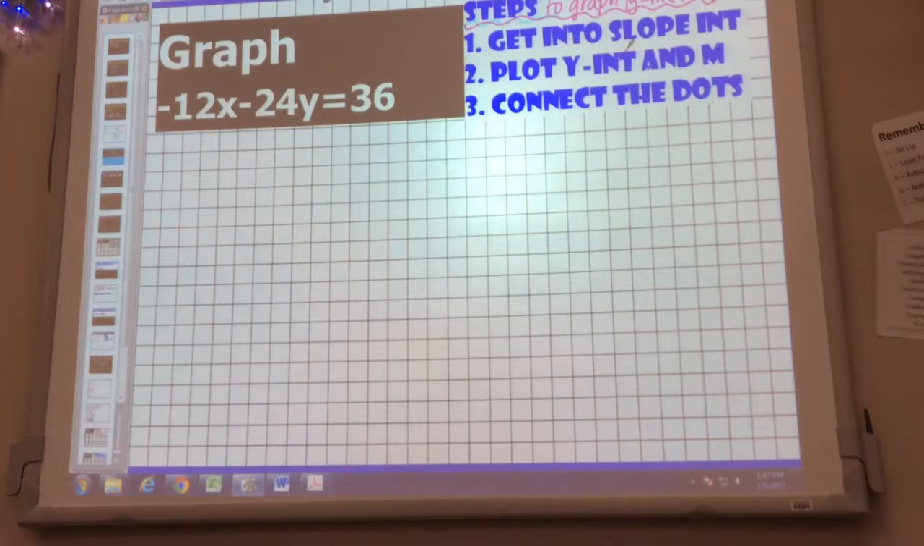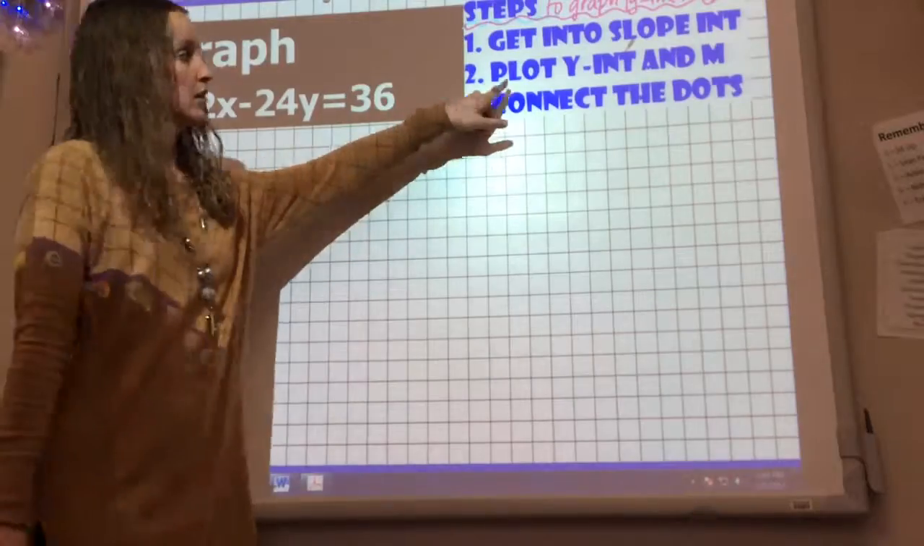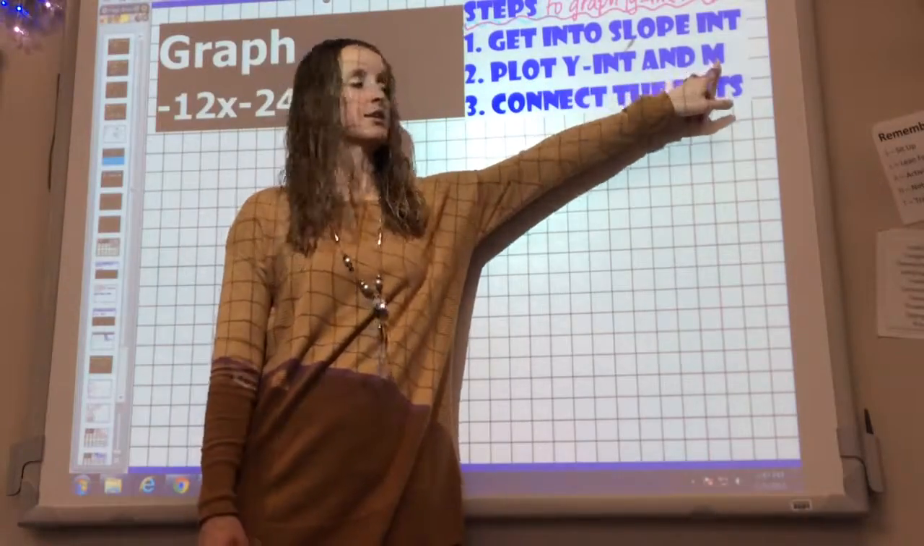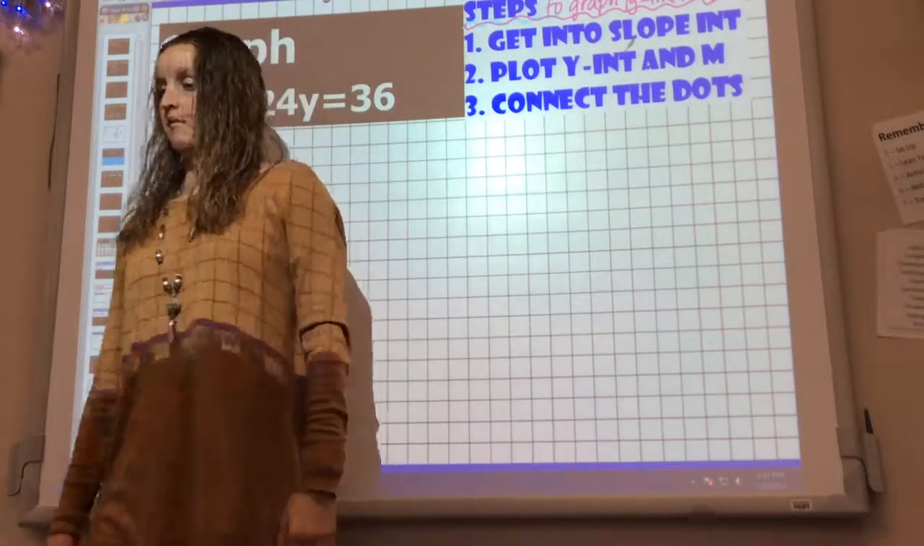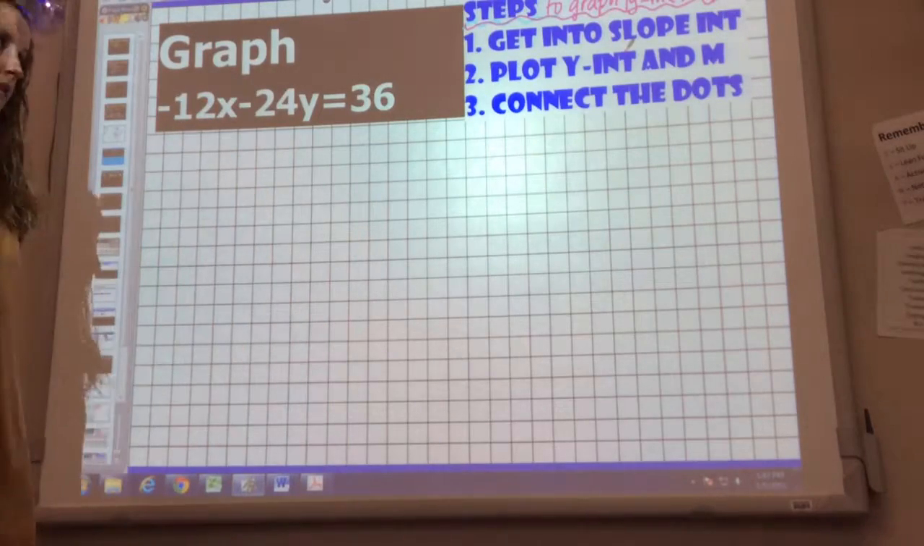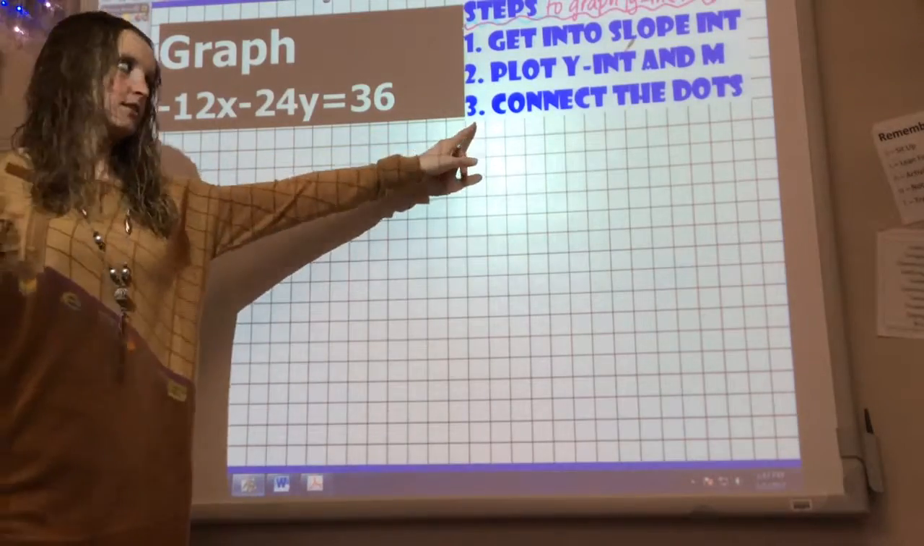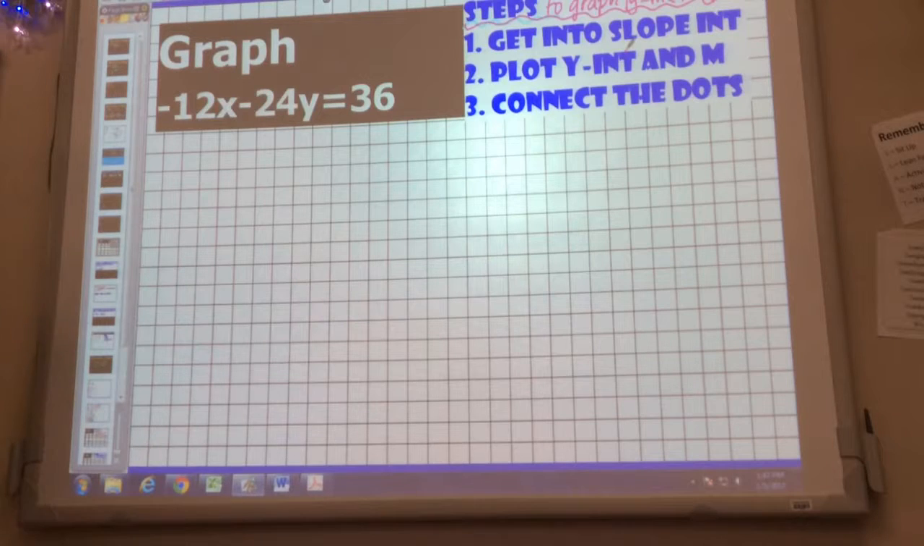Second thing, plot y-intercept and slope. And then we connect dots. And Colton, if you want to start on your way of getting this into slope-intercept form first, you can.